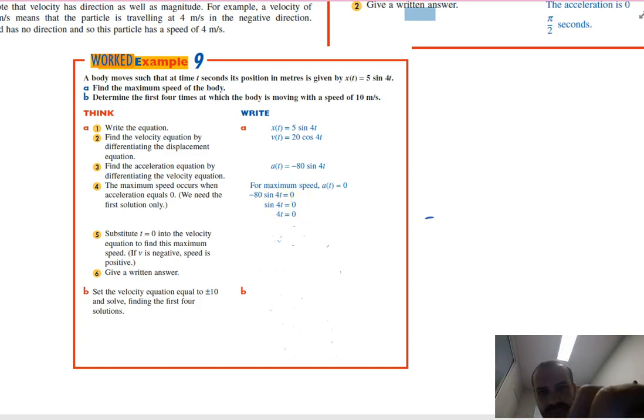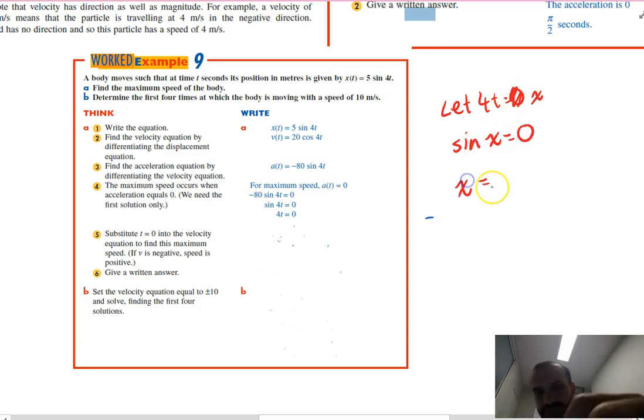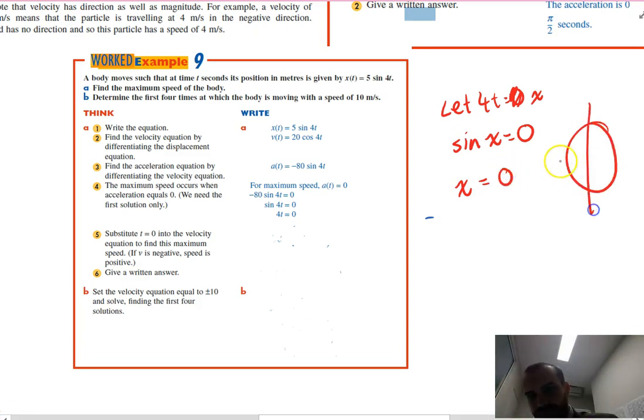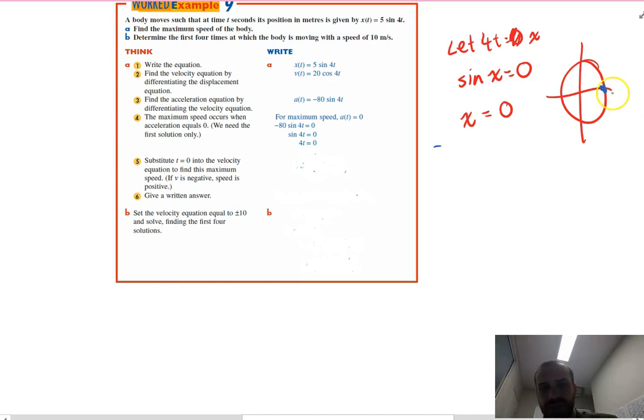And you should remember, if I let 4t equal 0, then sine of 4t equals 0. You can draw a little circle, put a little dot on it, and know that sine is the y coordinate of that dot. Now there are other answers, but we only really need the first solution, because as long as we find one of the turning points, all the other turning points are going to have the same magnitude. They're going to have the same speed.